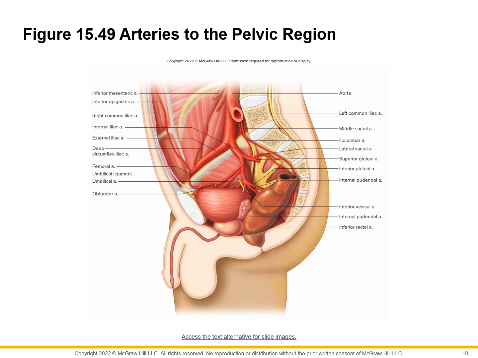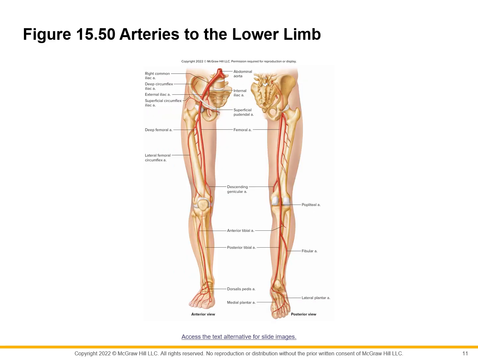But the internal iliac artery is going to divide into an anterior branch and a posterior branch. Both branches will supply the wall of the pelvis, and as well they supply the pelvic viscera like the urinary bladder, prostate, seminal vesicle, the lower part of the GI tract, the rectum. So all these organs are supplied by branches of the internal iliac artery.